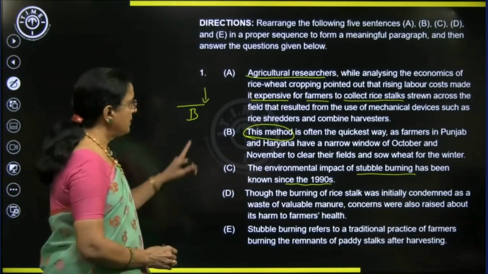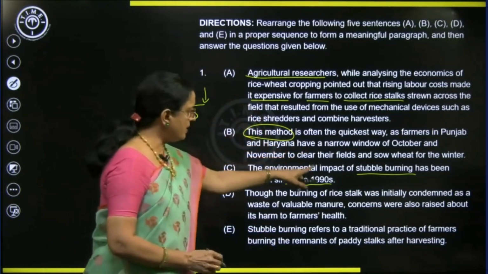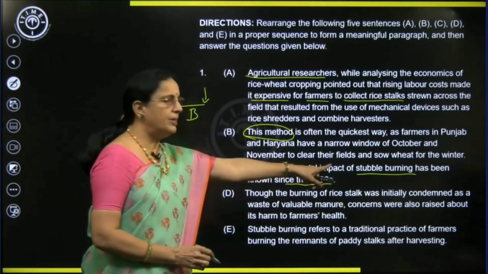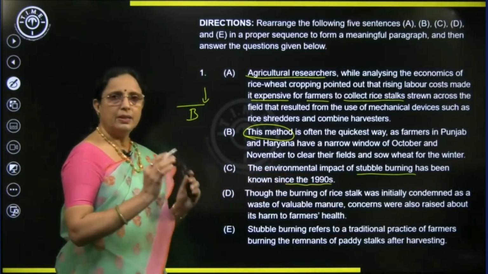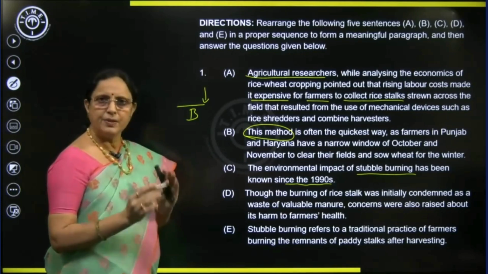Alright. Put it aside. So, by now you know what is the central idea? Right, you know that the central idea of this paragraph is stubble burning. This is what I am talking about. So, the topic is stubble burning. Alright, the positive and negative side of stubble burning.